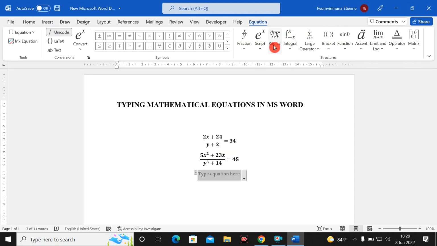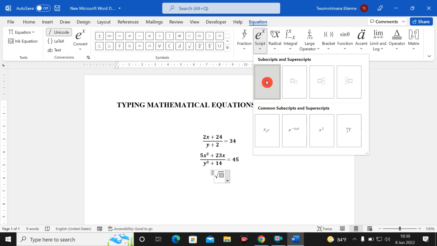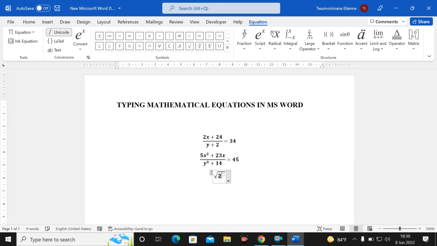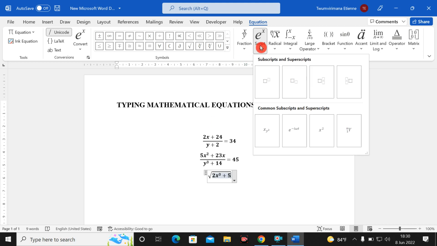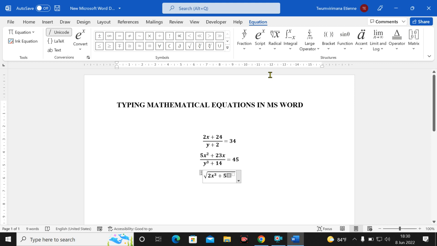Let me go back to equation and show you, if you just want to type something with the radical, I can just click here to type the square root of maybe x square. If there is something like square or cubic that requires script, you go back to script. Even if you just have a radical, inside the radical you can have something with script. You can click here and type maybe your 2x cube, and you go down plus 5x square. If I want just a square, I go to script again, and here have x.